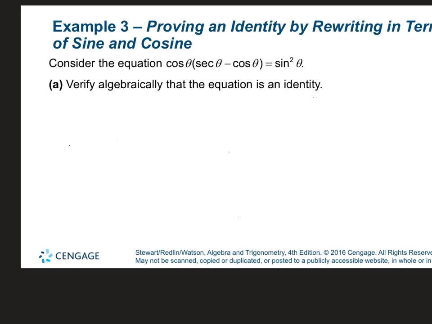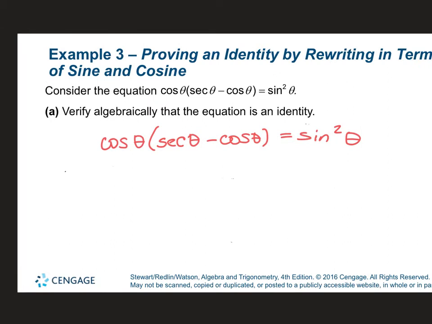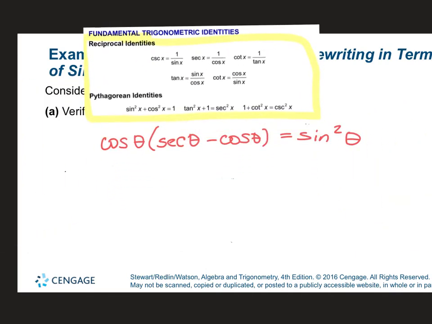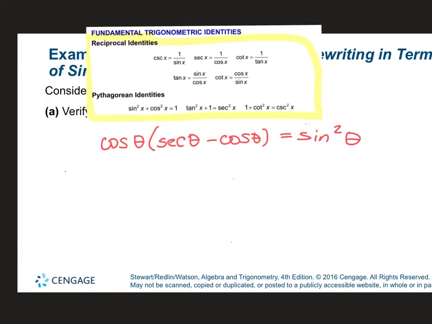We are going to have a proof, okay? So first thing I'm going to do is rewrite the problem. It says cosine of theta times secant theta minus cosine theta equals sine squared theta. All right, so first thing I'm going to tell you to do is put our identities in. Okay, I'm going to put my identity right here. Now, at the end of this problem, it should say sine squared equals sine squared. That's what we're looking for.